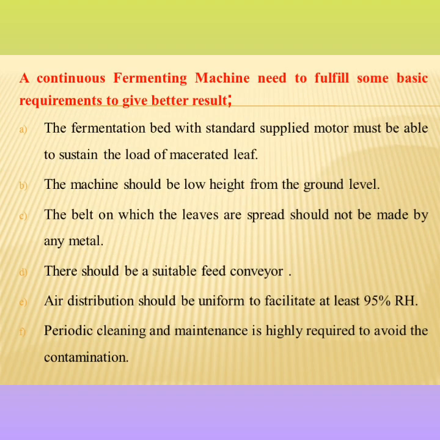A continuous fermenting machine needs to fulfill some basic requirements to give a better result. The fermentation bed with standard supplied motor must be able to sustain the load of the macerated leaf, and the macerated leaf should be uniformly spread over the bed. The machine should be low in height from the ground level so that the person employed to check the fermentation can properly check. The belt on which the leaves are spread should not be made of any metal. Basically, these belts are made of nylon. There should be a suitable feed conveyor for proper feeding and uniform distribution.